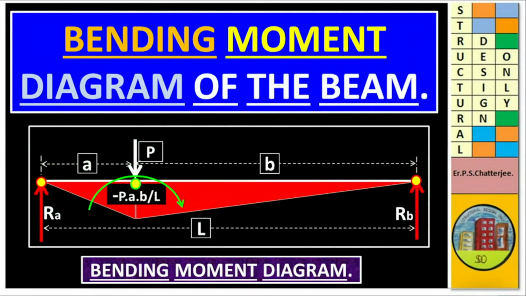This is our bending moment diagram. Here bending moment at left side support is equal to 0, and that of right hand support it is also 0. At C we have minus P into A into B by L.